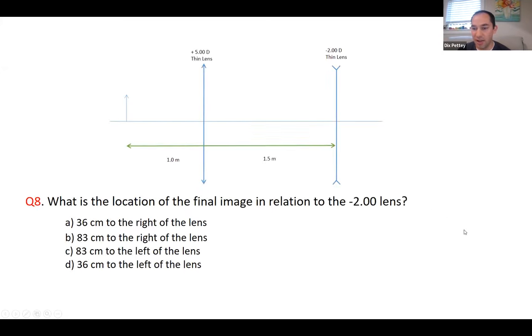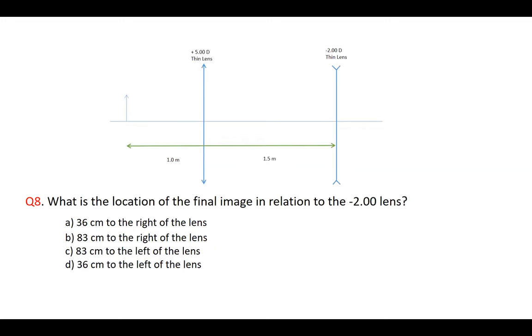Okay, for question number 8, Ariana, could you walk us through question number 8? Yes. Okay. Question number 8. We were calculating the new U for the new image vergence, and for objects, I first placed the object 25 centimeters to the right of the +5 lens, which puts it at 1.25 meters to the left of the -2 lens.